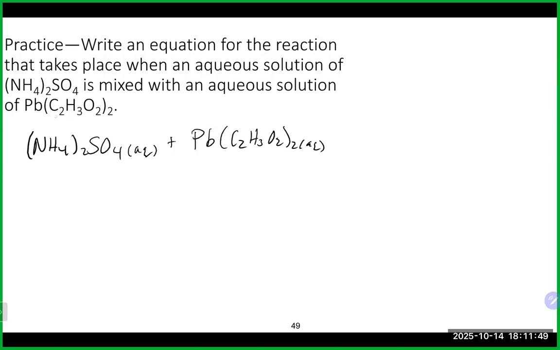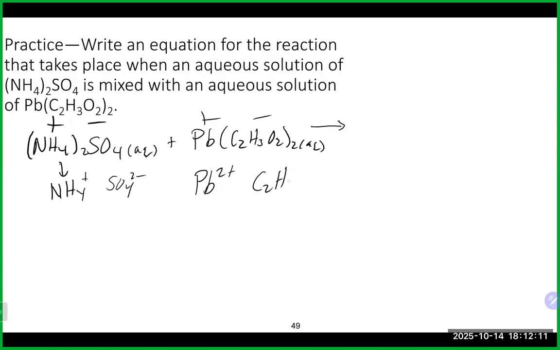Again, if you can't recognize it, it is a double displacement. We got positives and negatives happening here on both sides. Again, when we want to predict the other side of the arrow, we want just the basic units here. So basic unit of ammonium is NH4 plus. Basic unit of sulfate is SO4 2 minus. This is lead with a +2. And once again, that is acetate, which is -1.